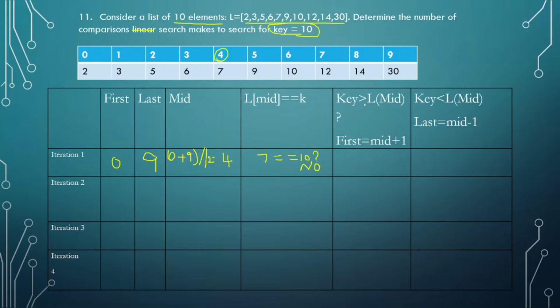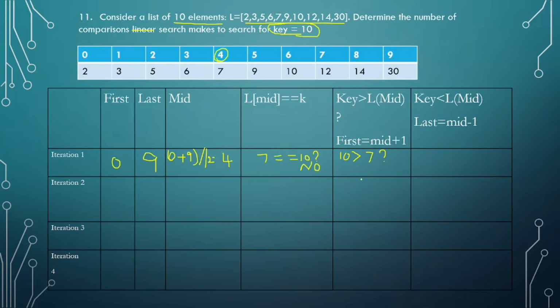Key is greater than L of mid. What is key? Key is 10. Is it greater than L of mid, which is 7? If it is greater than 7, yes, the condition is true. Yes, it is greater than 7.